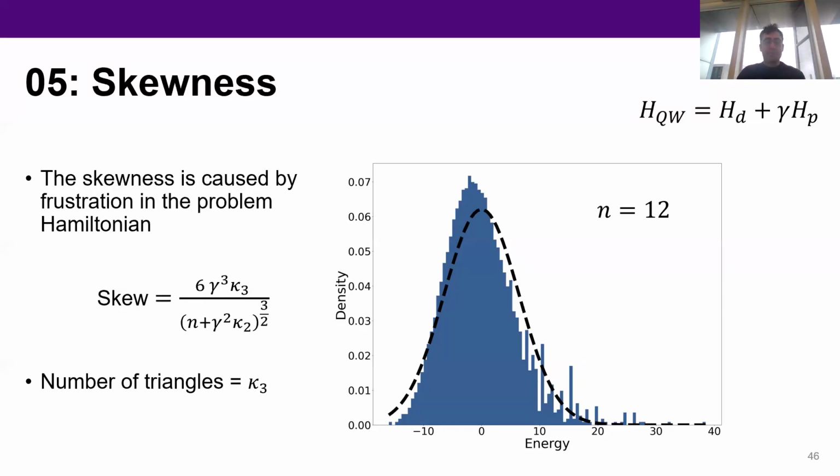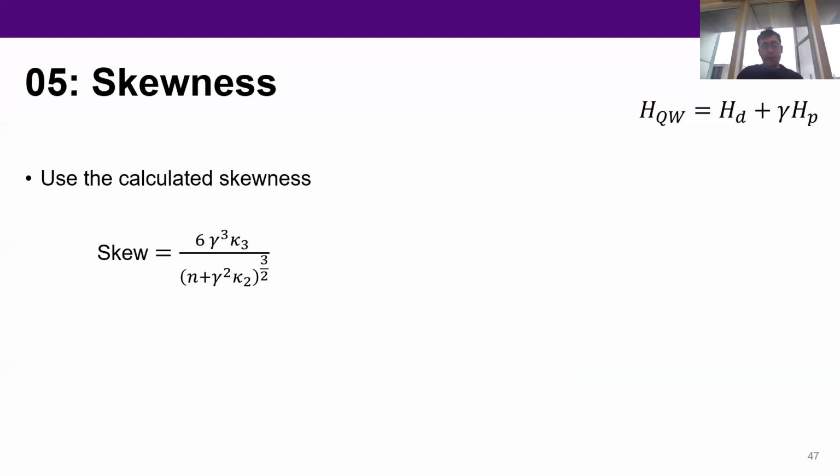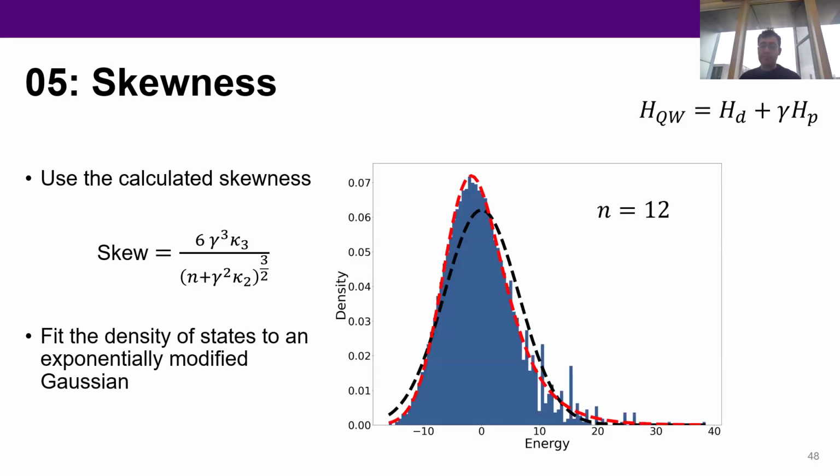So let's calculate the skewness, which is associated with the third moment. And we can see that it depends on frustration in our problem Hamiltonian. And importantly, depends on the number of triangles. So now we've calculated the skewness. Let's try and use it. And to do that, we're going to use an exponentially modified Gaussian, shown here in red. And we can see we're doing much better, sort of capturing the skewness of this distribution, albeit imperfectly.